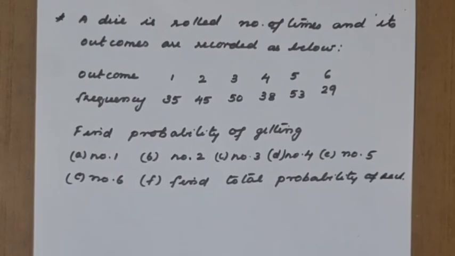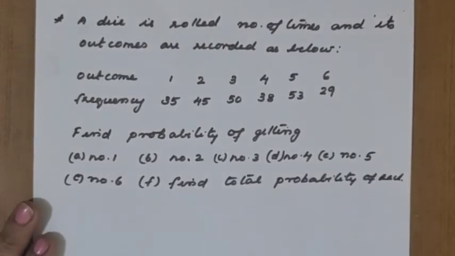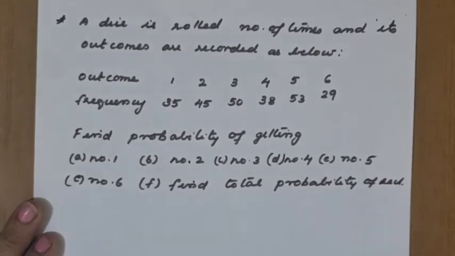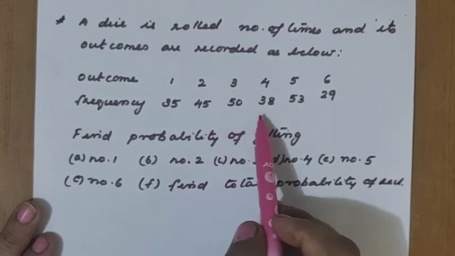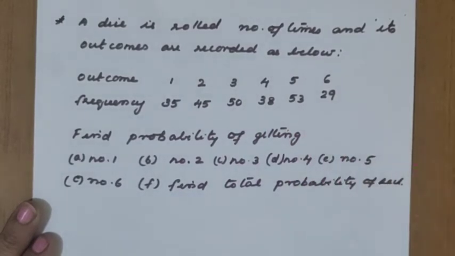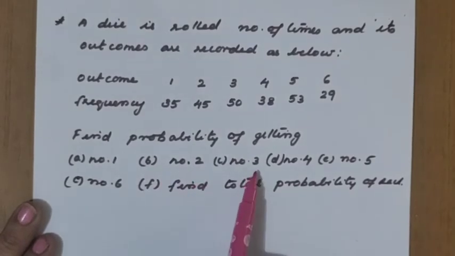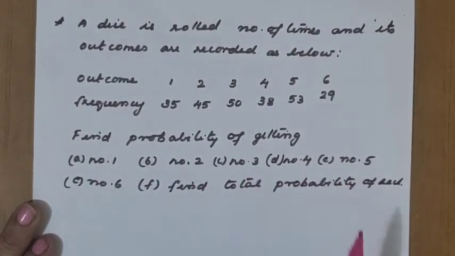A dice is rolled a number of times and its outcomes are recorded as below. Outcomes 1, 2, 3, 4, 5, 6. Frequencies 35, 45, 50, 38, 53, 29. Find the probability of getting a number 1, 2, 3, 4, 5, 6 and find the total probability of each event. Already we have started the concept of the empirical probability or experimental probability.